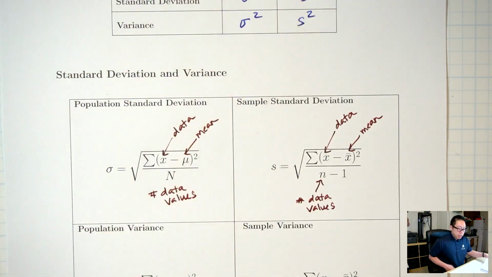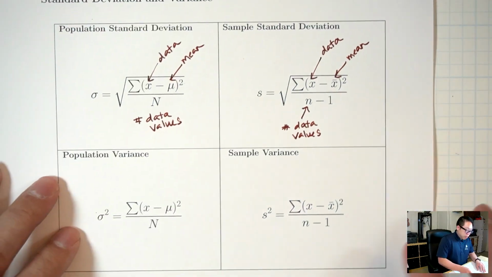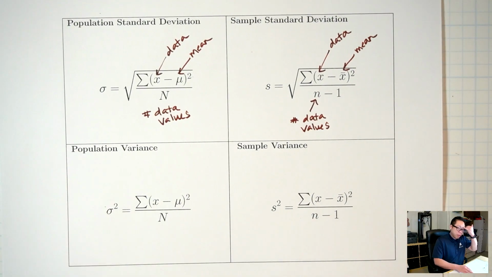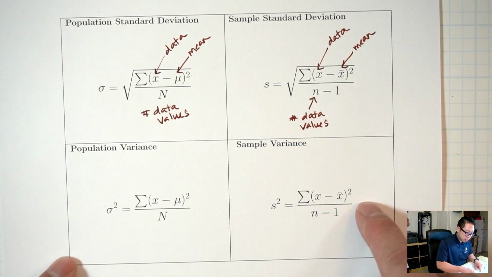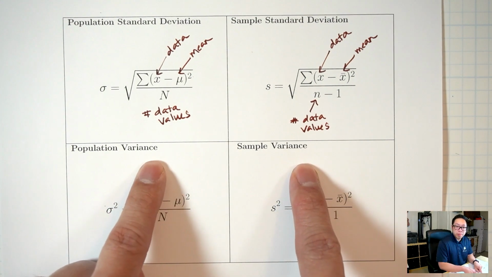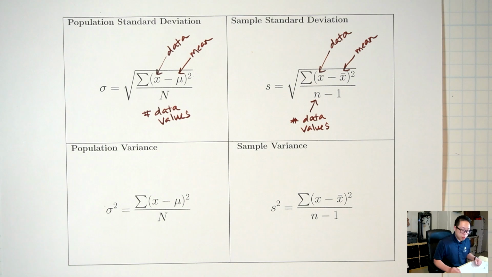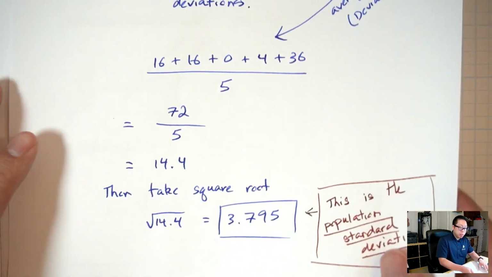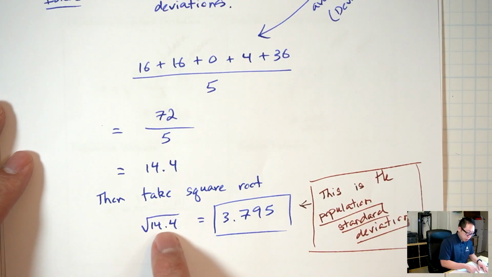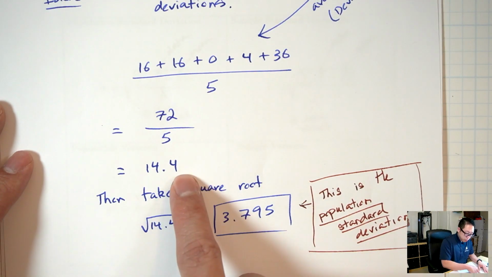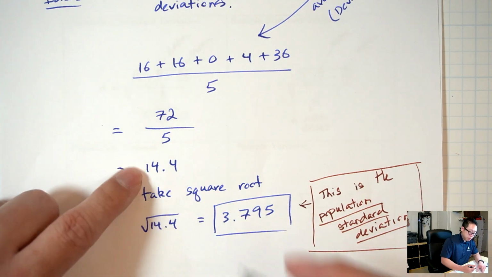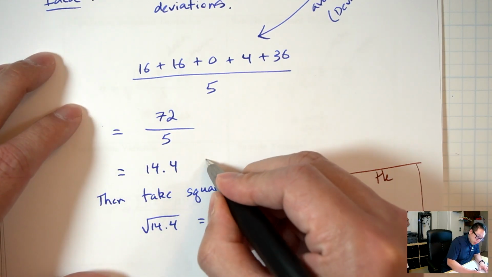Okay. And then the formulas for variance, which I don't want to talk about very much, but the only difference is the variance formulas don't have a square root. So the variance is really just the number that you get before you take the square root. So if I go back to my previous page, the number that we get before we took the square root was this 14.4. Right, so that's the variance. So this is the population variance.